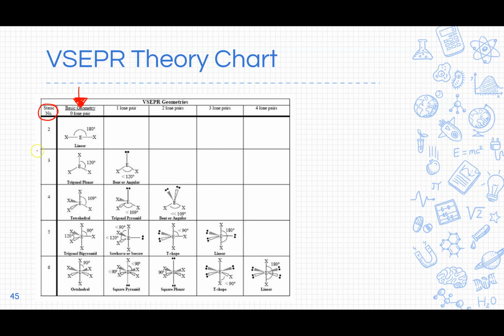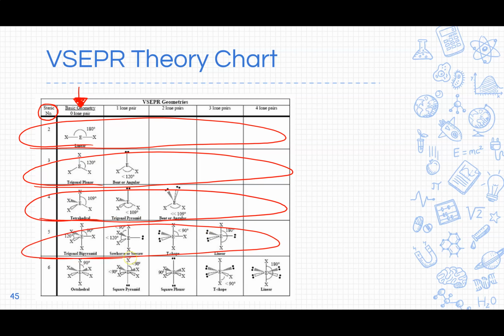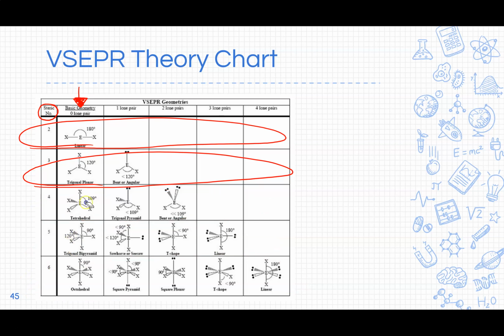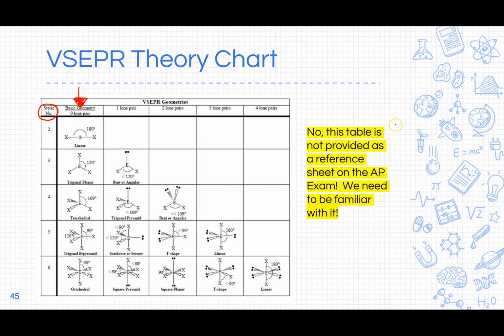Anything here is going to be linear. Anything here is trigonal planar in geometry. Anything here is tetrahedral in geometry. Anything here is trigonal bipyramidal in geometry. Anything here is octahedral in geometry. And then the individual shapes are each of these individual boxes. So it is possible for the geometry and shape to be the same, or they could be different. The key feature is that this table is not provided as a reference sheet on the AP exam, so we need to be familiar with it.